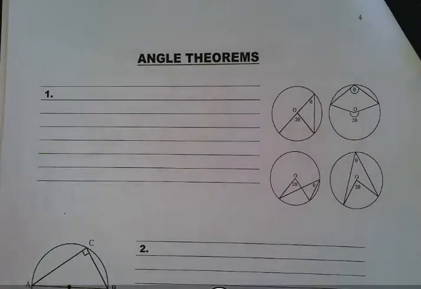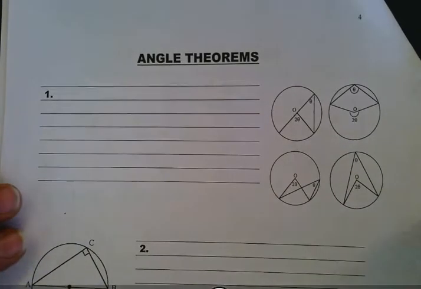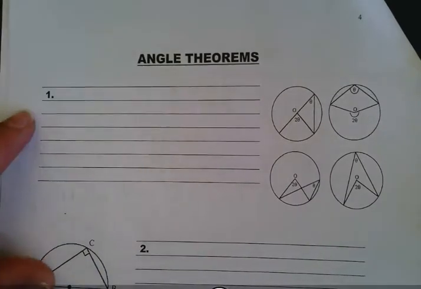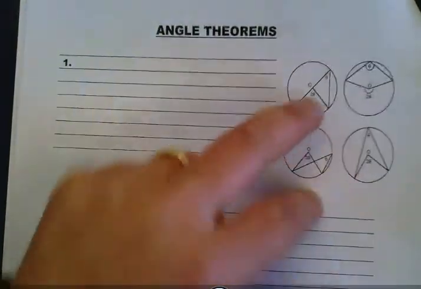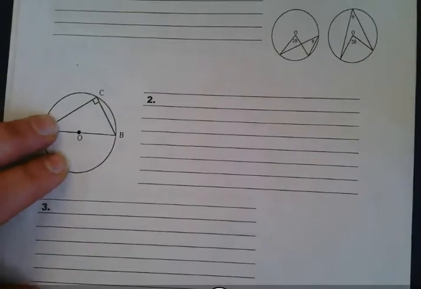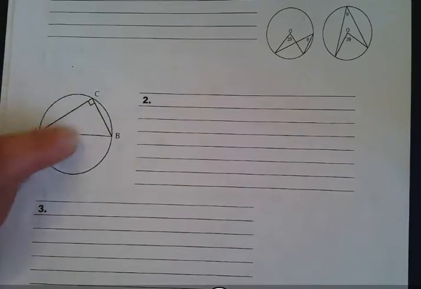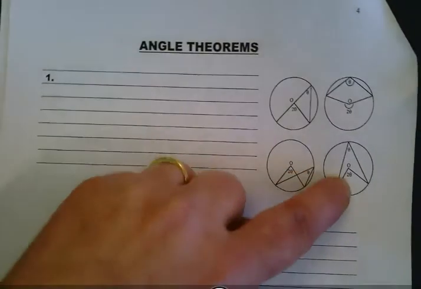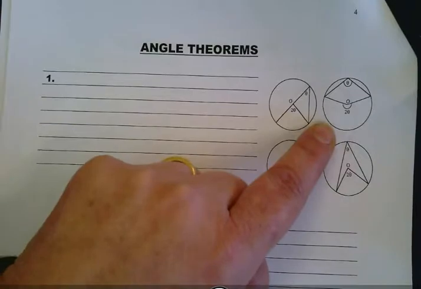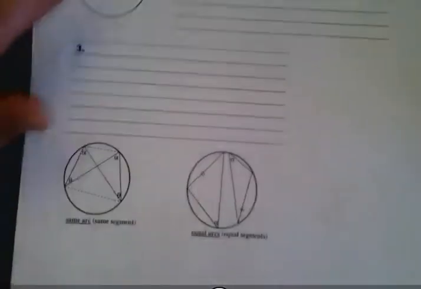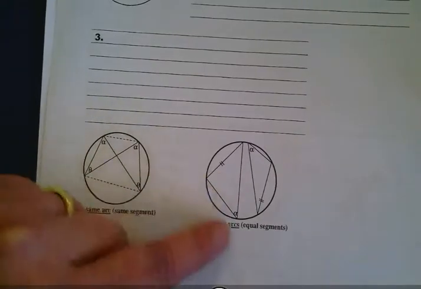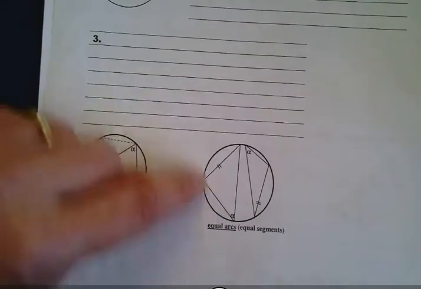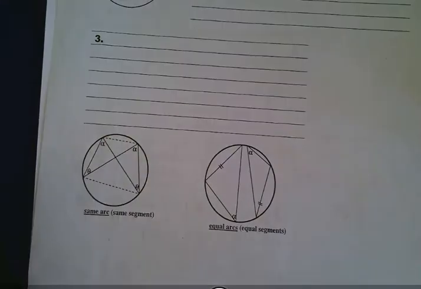Working on some examples using the angle theorems. When you learn these, you've got to remember that angle theorem 1 can be viewed four different ways. Angle theorem 2 is angle in a semicircle is a right angle. Angle theorem 1, angle at the centre is twice the angle at the circumference, subtended by the same arc. And angle theorem 3 is angles in the same segment or equal arcs or chords subtend equal angles at the circumference.